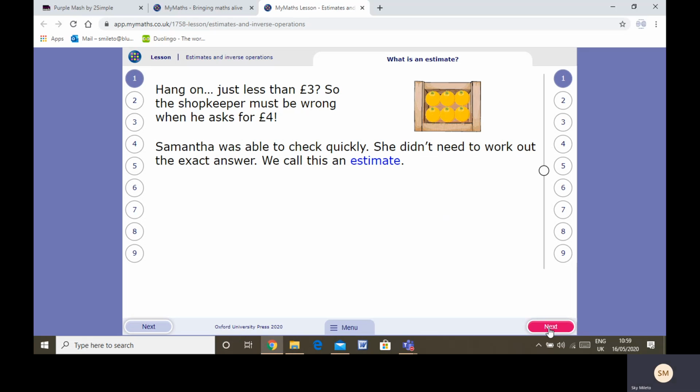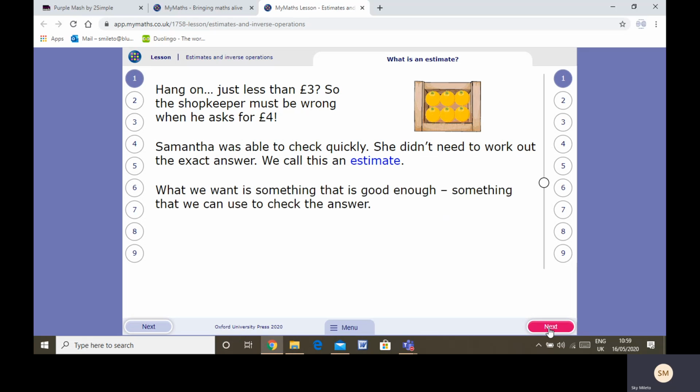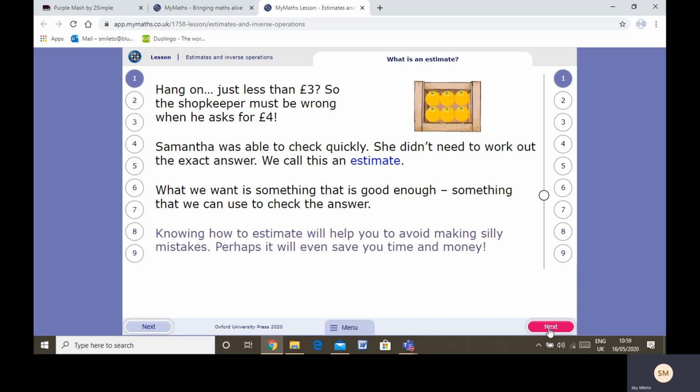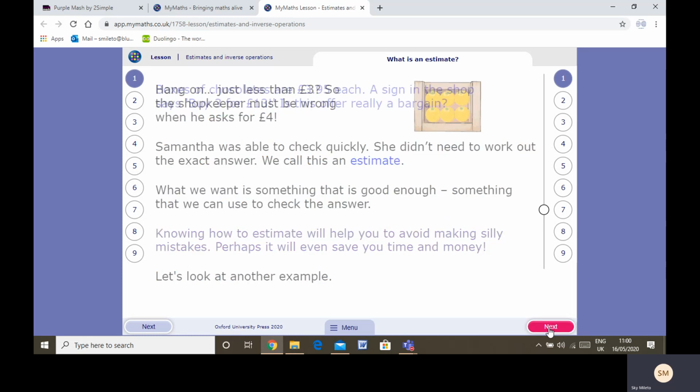Okay, so Samantha was able to check quickly whether the shopkeeper was asking the right amount of money by estimating the number that it should be, by using estimates. Knowing an estimate will help you avoid making silly mistakes, okay? You might not know the exact answer, but you'll know around what number it should be. So, for example, 5 plus 5, if you got the answer 20, you'd know that was wrong, because you know it should be around 10, even if you didn't know exactly what number it was. That would be an example of using estimates.